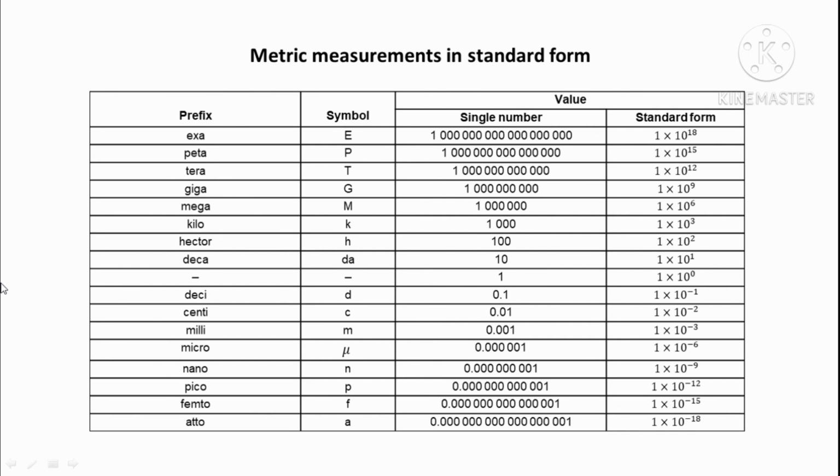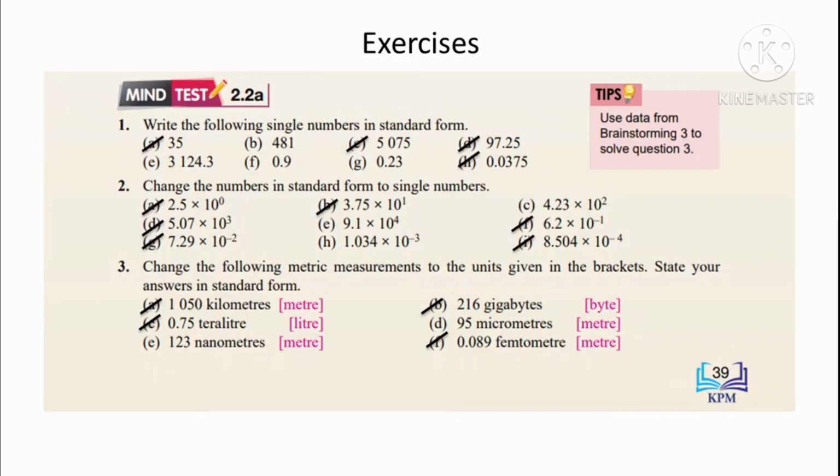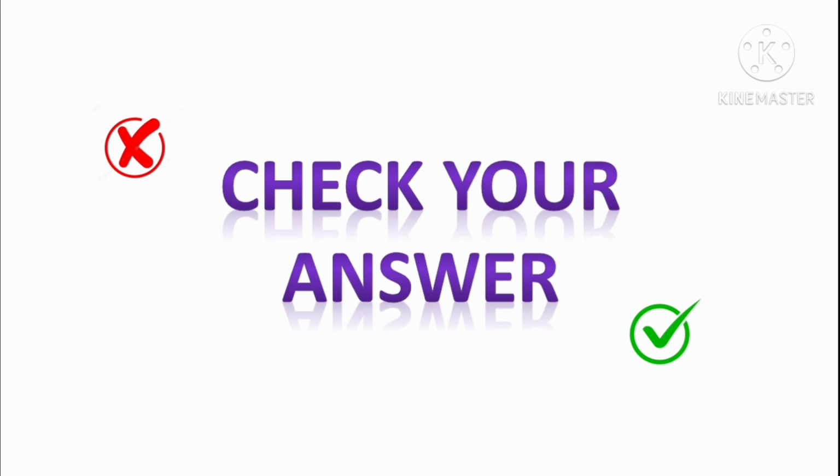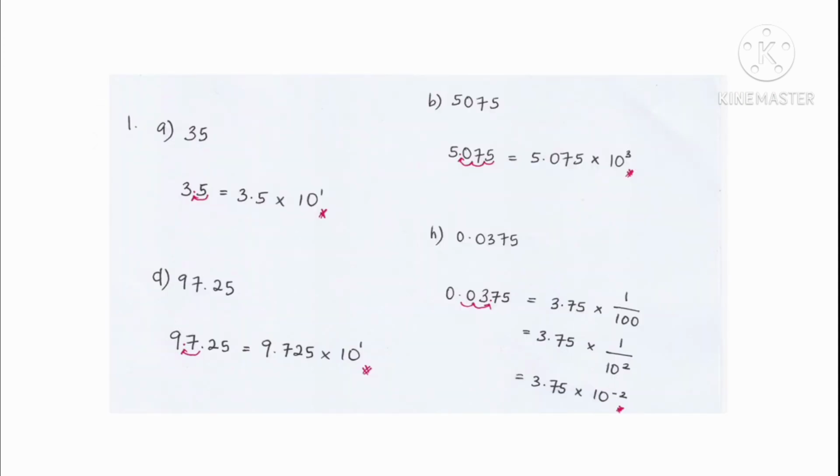Class, are you done with your exercise? It should be done, right? So let us check the answer together. For question number 1, which asks you to convert the single numbers to standard form, you can use the bouncing method. So here 35 will equal 3.5 times 10 to the power of 1.